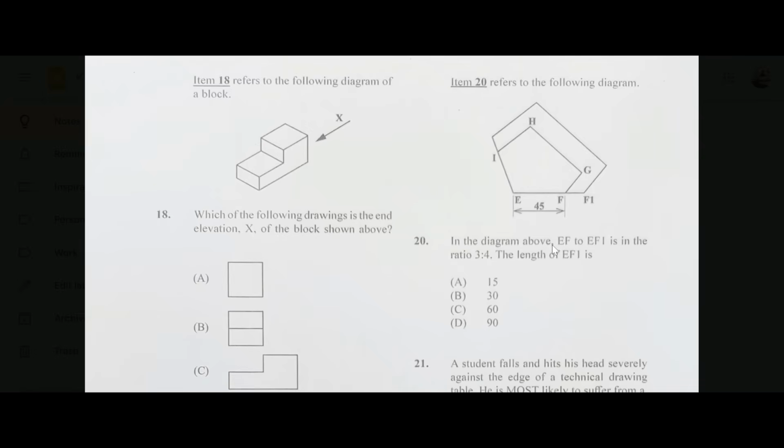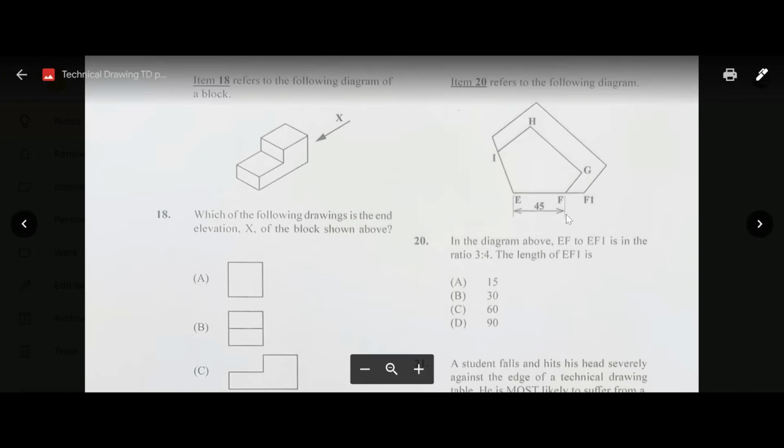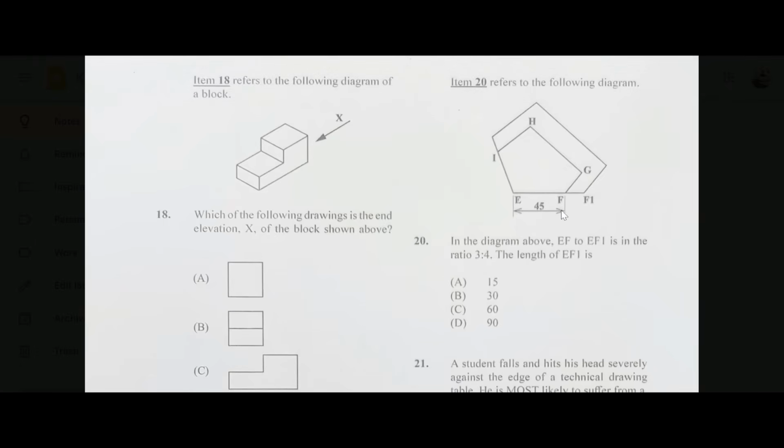Number 20, in the diagram above, EF to EF1 is in the ratio 3 to 4. The length of EF1 is, now this is a question that we have come across many times before. So EF is 45 and 45 contains 3 units. So if we divide 45 by 3, we'll get 15. So each unit is worth 15. So 15 by 3 is 45. And EF1 is 4. So 4 by 15 is 60. So the answer is C, 60.